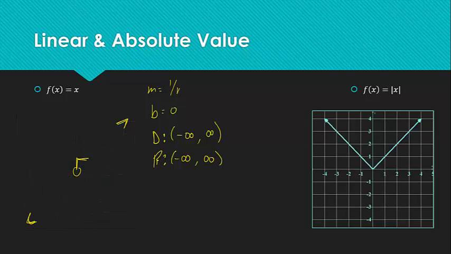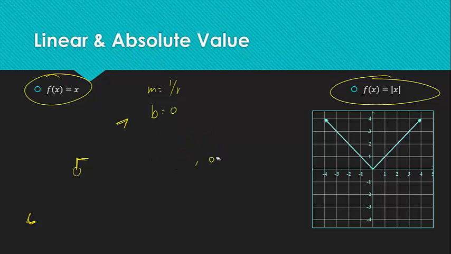We get our f of x equals the absolute value of x. Alright, so that one was linear, sorry. This one is absolute value. Now, what is the domain of this parent function? Let me erase this real quick. Okay, domain.